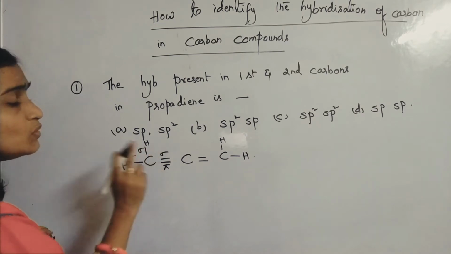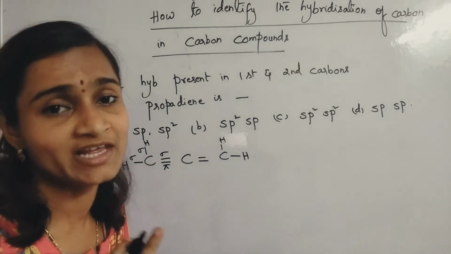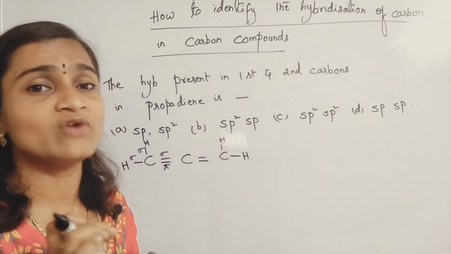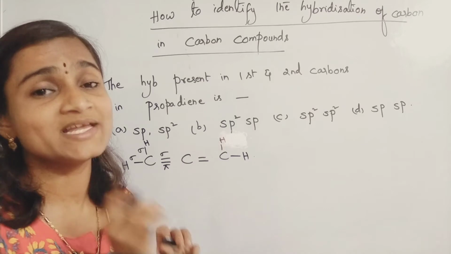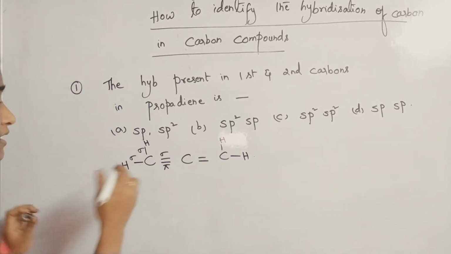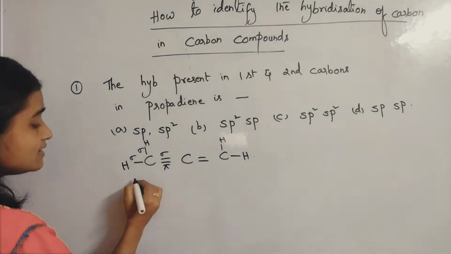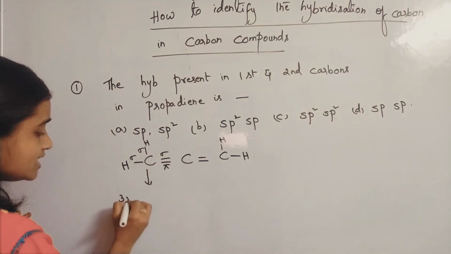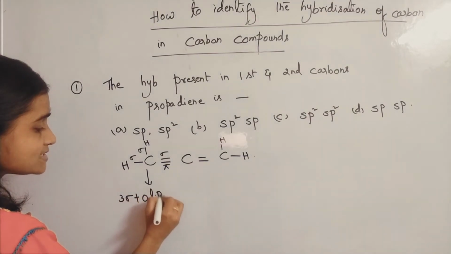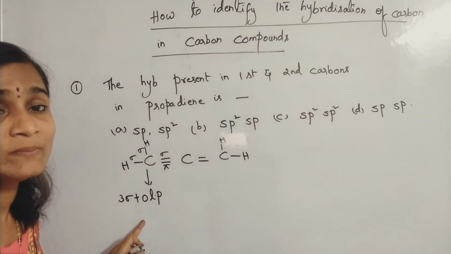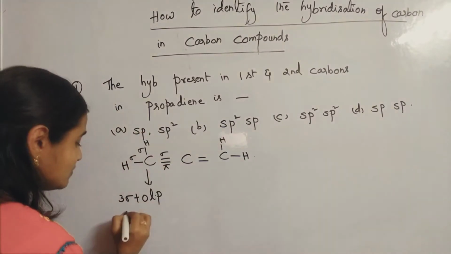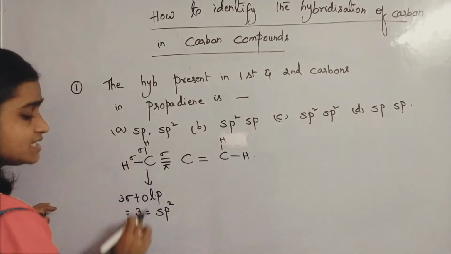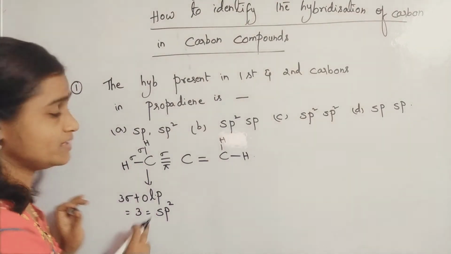Okay, so count only sigma bonds and lone pairs of electrons. For each carbon you have to count sigma bonds and lone pairs of electrons to get the hybridization of that particular carbon atom. So you are finding 3 sigma bonds and 0 lone pairs. For this first carbon atom, 3 sigma plus 0 lone pairs, LP in short for lone pair. 3 plus 0 is equal to 3, which means sp2 hybridization. For the first carbon, it is undergoing sp2 hybridization.